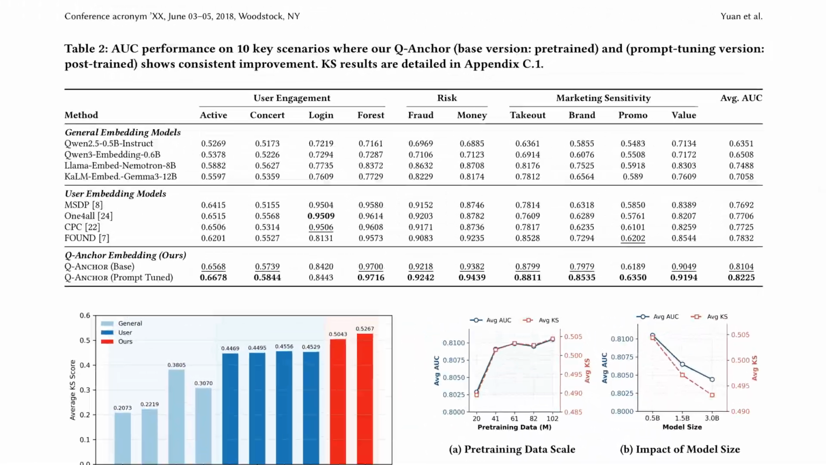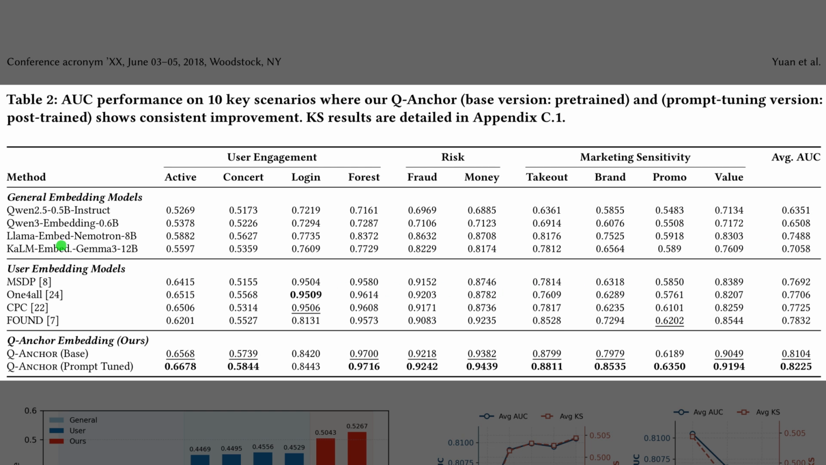So, with the benchmark set, Table 2 presents the main performance results measured by area under the curve. The table compares 3 distinct categories: general embedding models like Qwen and Llama in the top block, specialized user embedding models in the middle, and the proposed Q anchor framework at the bottom. Looking at the final column, the results are clear. The prompt-tuned Q anchor model achieves the highest average AUC of roughly 0.82. This significantly outperforms the strongest general baseline, Llama Embed Nemotron 8B, which scores around 0.75, proving that query-specific adaptation beats static embeddings across diverse industrial tasks.